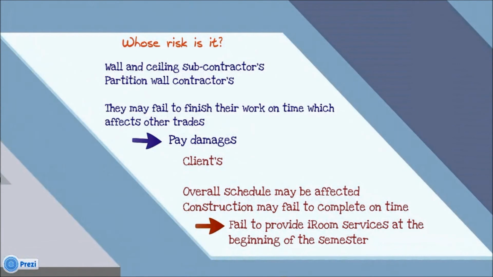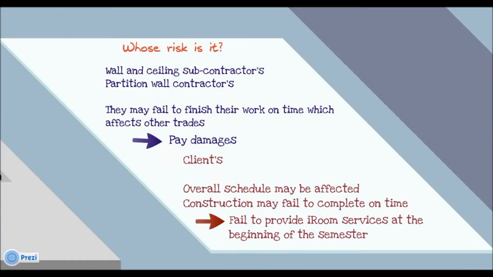Both contractors and client have to take some risk on this task. The wall and ceiling subcontractor and the partition wall subcontractor may fail to finish their work on time, which affects other trades. Then they have to pay damages to the client. On the other hand, the client has the risk that the overall schedule may be affected and the construction may fail to complete on time. Then IREM subsidies cannot be provided at the beginning of the semester.